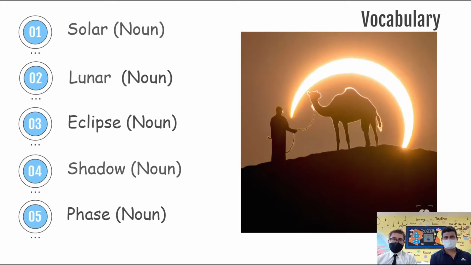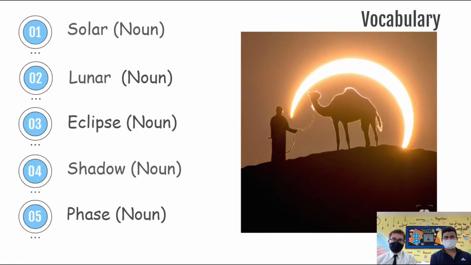Okay, let's check the vocabulary. The first one is solar, comes from the sun, like the solar panel. Everything comes from the word sun. The second is lunar. So lunar is anything that comes from the moon. So you can have lunar energy, you can have lunar light. Whenever you make a reference to the moon and any property of the moon, you use the word lunar.